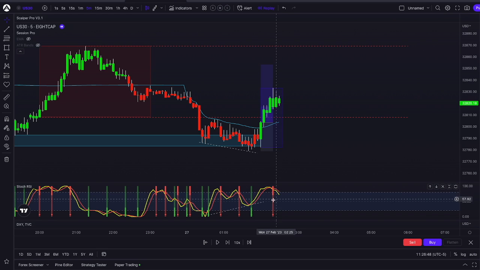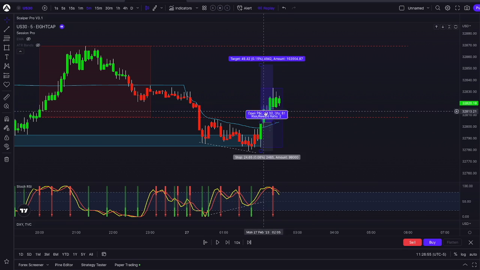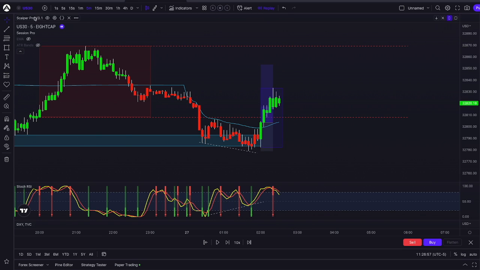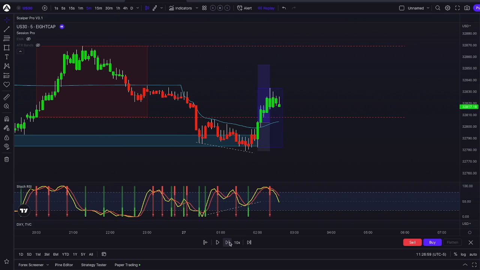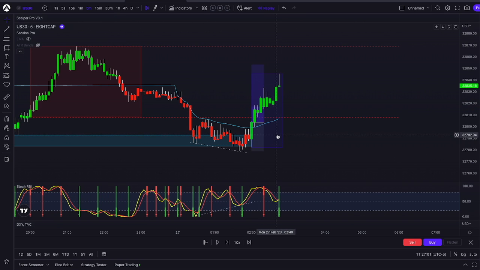We are going to wait for our next bullish crossover on the stochastic RSI, as long as we are staying above the VWAP and our candle color is colored in green by the Scalper Pro indicator. Alright, so let's continue. And we see right here on this candle at 2:45, we received our next entry opportunity.